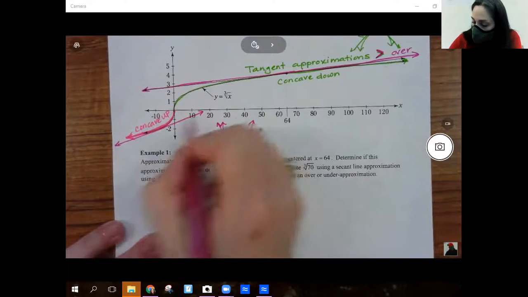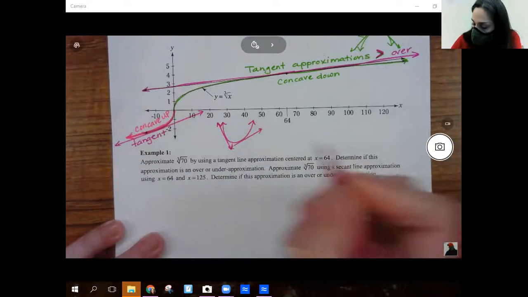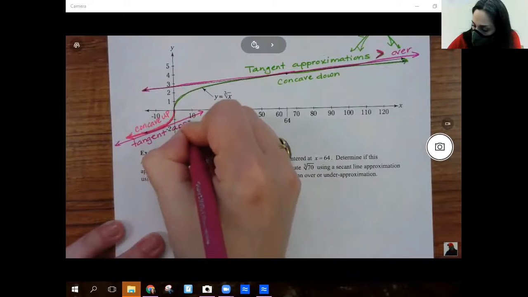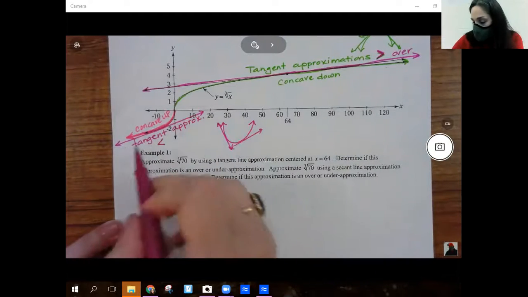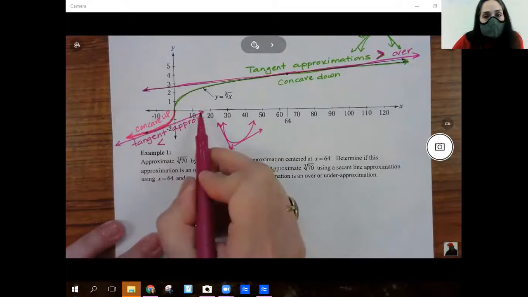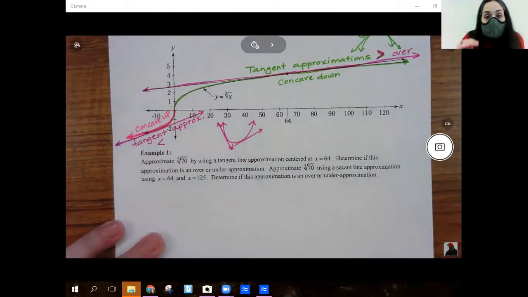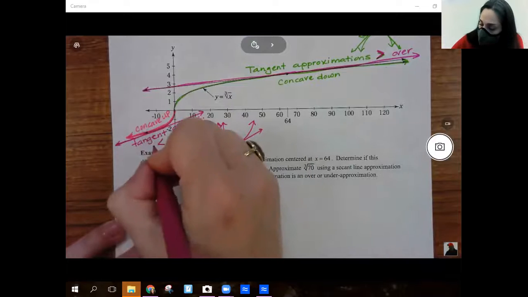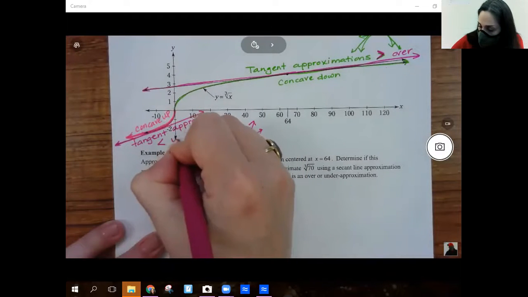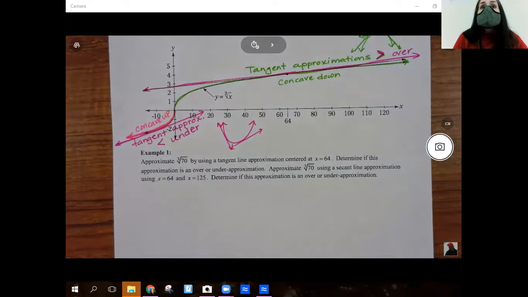So the tangent line, when your curve is concave up, is going to be an approximation for the curve, but it's going to be less than, because since it's below the curve, the y values that the tangent line gives you are going to be lower than the y values of the actual curve. So they will be less than, or it'll give you an under approximation. Okay? Is there a question about this?